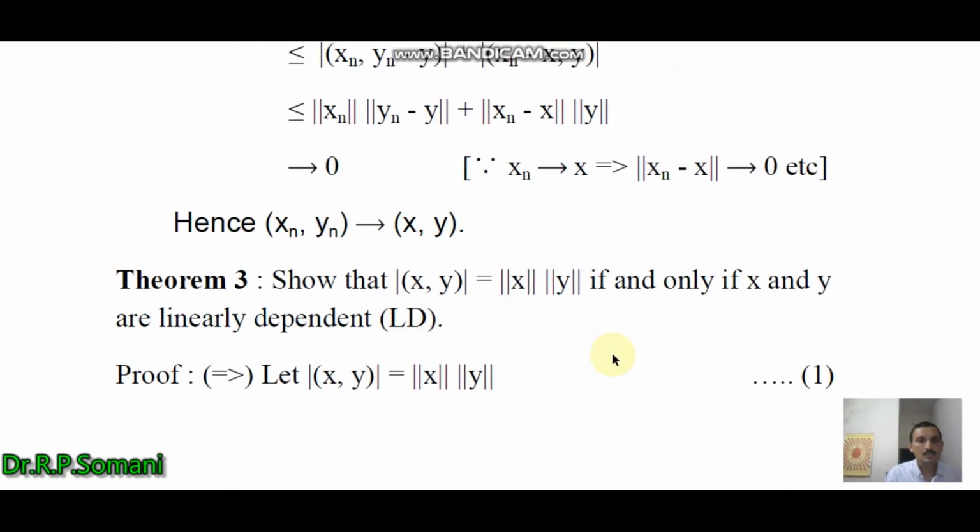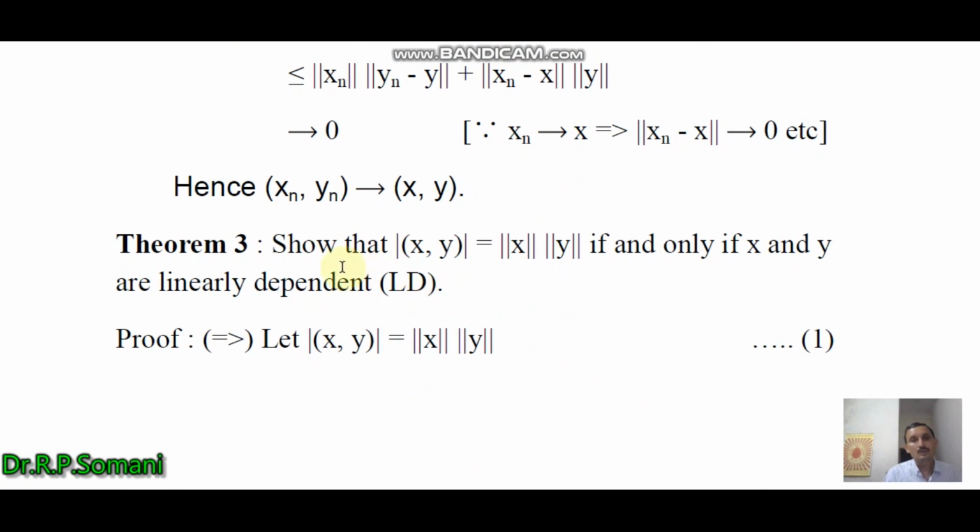Now the third theorem tells us that modulus of the inner product of x, y equals norm x into norm y if and only if x and y are linearly dependent. So here is the Cauchy-Schwarz inequality with equal sign: if this is equal, then x and y are linearly dependent. First, the implies part: let modulus of the inner product x, y equal norm x norm y. We denote this by equation 1.